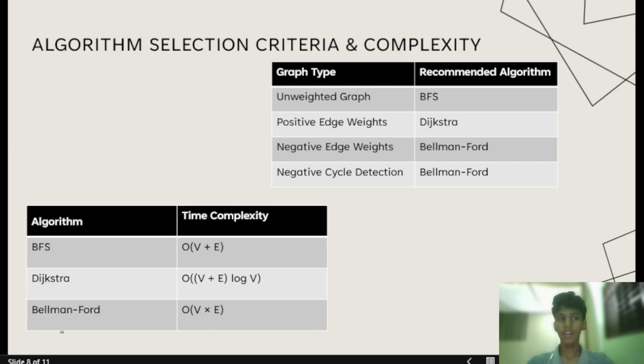choice. As shown in the table, BFS has a time complexity of O of V plus E. Dijkstra's algorithm has O of V plus E multiplied by log V, and Bellman-Ford has O of V times E. Choosing the right algorithm helps improve both efficiency and performance.